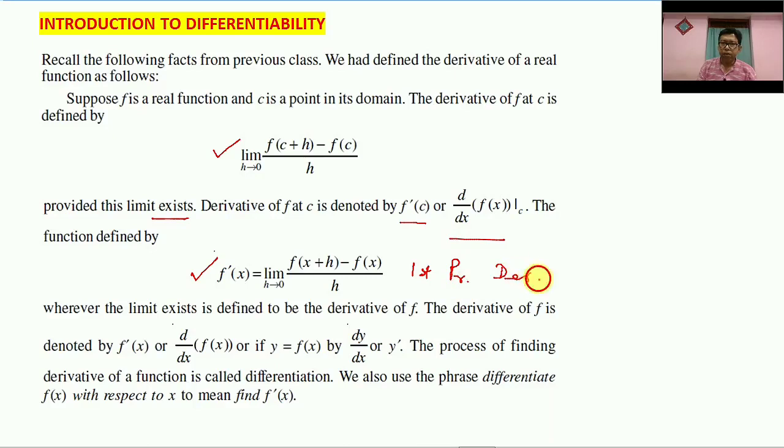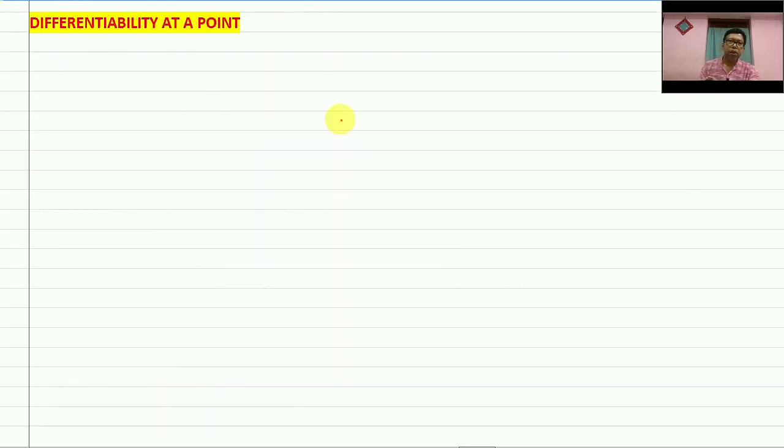You know this one, we discussed in 11th standard, and the notations are as usual, y dash, dy/dx or d/dx of f of x, like this. Also the phrase used here, differentiate f of x with respect to x, means f dash x. Now we discuss mathematically and also by graphical method, differentiability at a point.